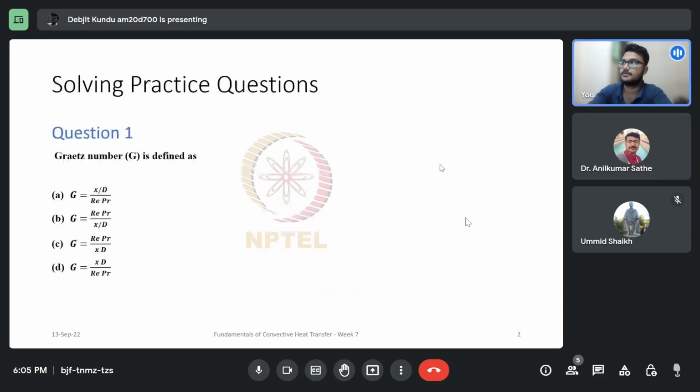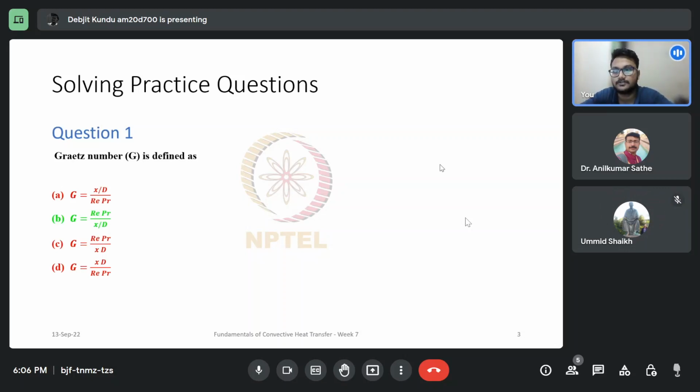Moving on to question number 1 of this session. Question 1 says, Graetz number G is defined as what? There are four options. After you have read the options, pick the correct one. Is it option A, B, or D? B. Okay, anyone else would like to answer? Same, sir. B. Okay, so very quick responses and correct responses.